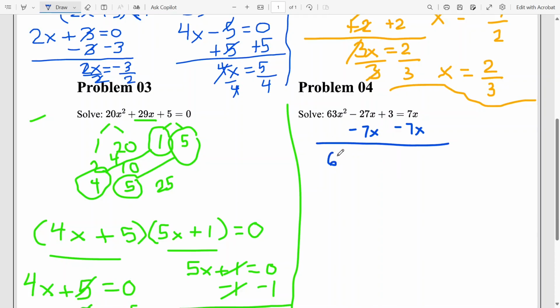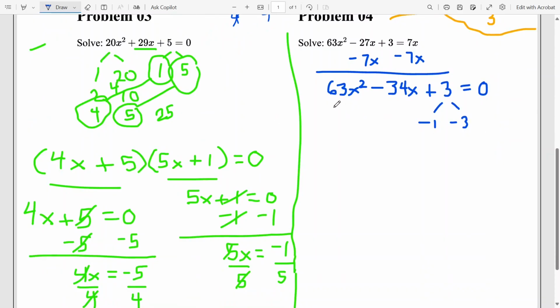So that's going to give me 63x squared minus 27x minus another 7x is minus 34x. And then plus 3 equals 0. So because this is a negative here, I'm going to list the negative factors of positive 3, which are -1 and -3. And I'll do the positive factors of 63, which are 1 and 63.